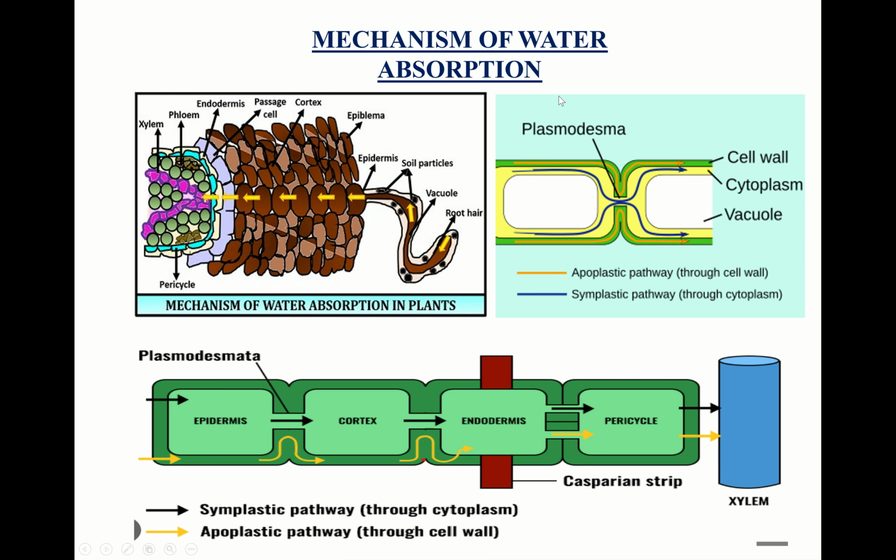There are different mechanisms for this. Okay, first is the apoplastic pathway and the second is the symplastic pathway. These are the two major pathways that a plant follows to absorb water or to transport water. Okay.